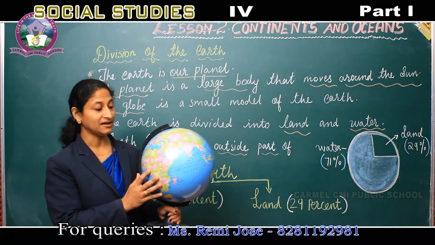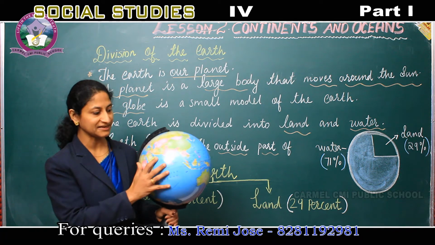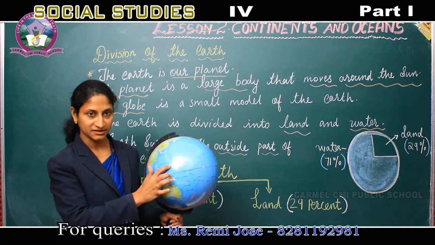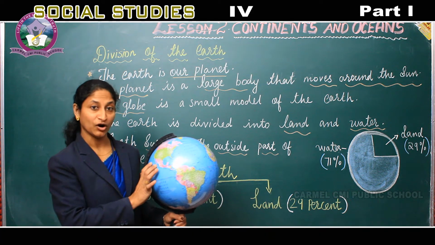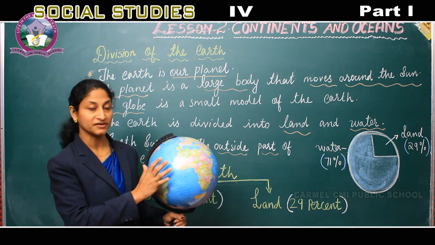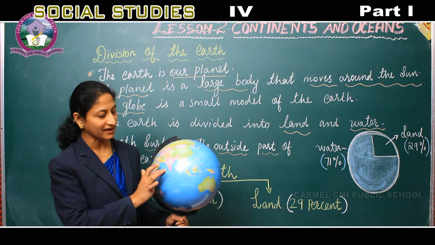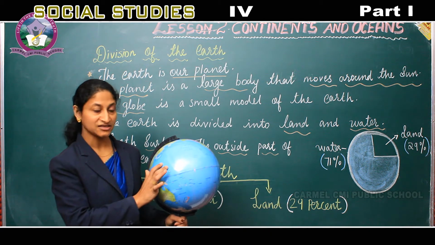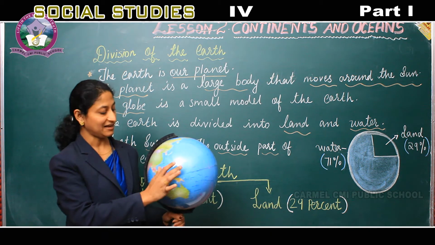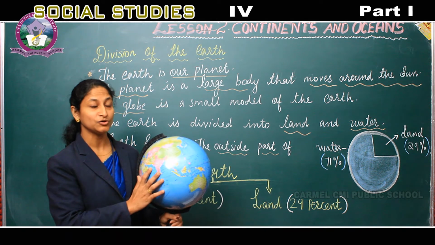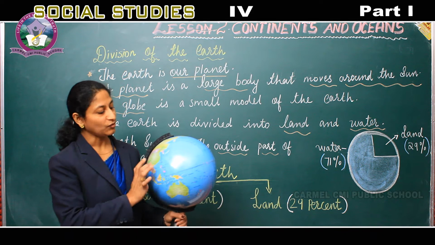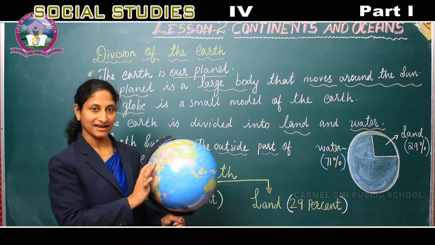Do you know the larger portion of the Earth's surface is covered by water than by land? That means about 71% of the Earth's surface is covered by water and 29% is land. So children, the Earth is divided into two parts, that is water and land.